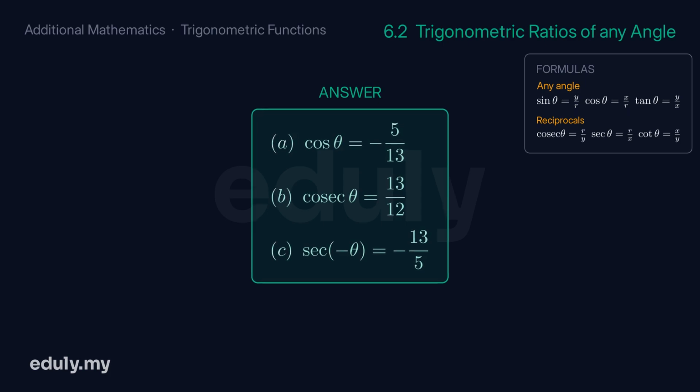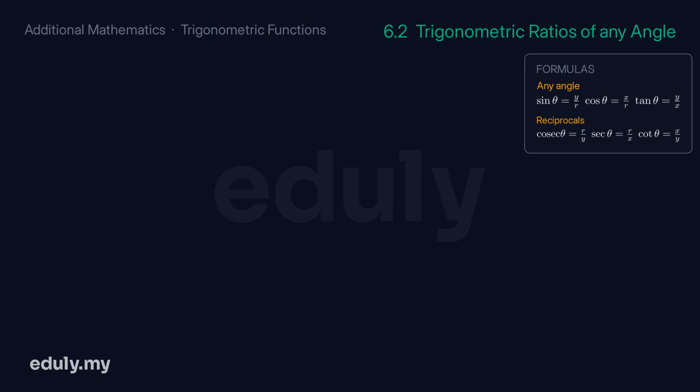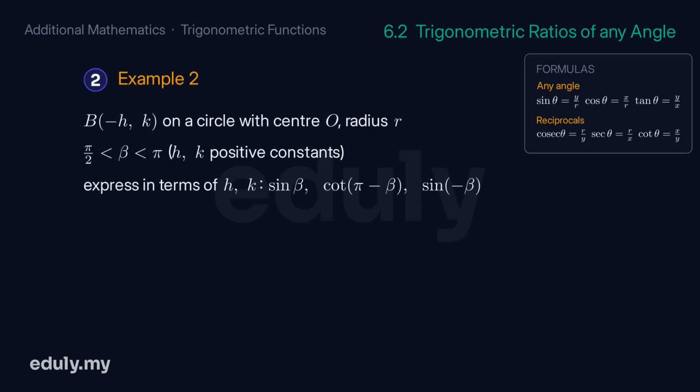Part A minus 5 over 13. Part B, 13 over 12. Part C, minus 13 over 5. Example 2, letters and radians. B at minus h, k, radius r, beta between pi over 2 and pi. Find sin beta, cot of pi minus beta, sin of minus beta.